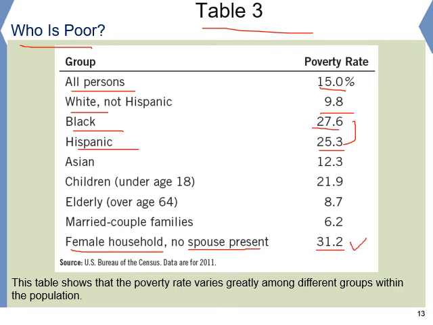Also, children under the age of 18 have a 21.9% poverty rate. Asian people have about a 12.3% poverty rate in the US. The lowest is the married couple family, where both husband and wife are working, with a poverty rate of about 6.2%.